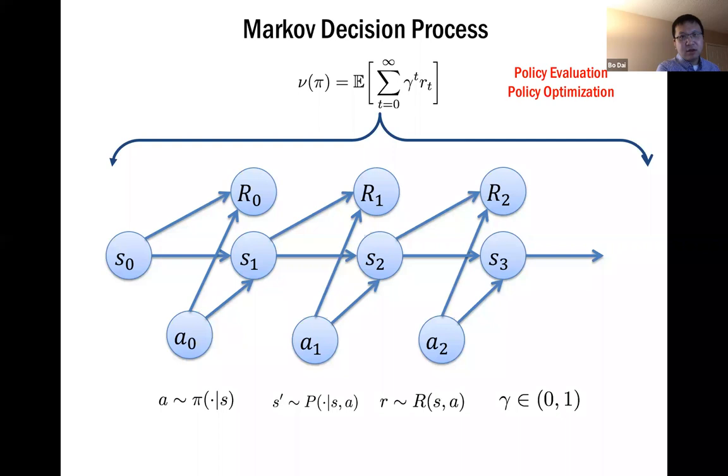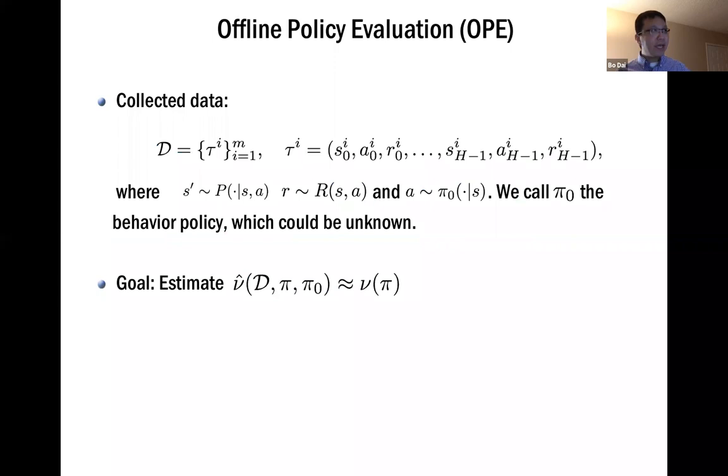So that means when we want to get this value, it reduces to one fundamental problem in reinforcement learning called policy evaluation. And after we get the policy value, there is another fundamental problem in reinforcement learning, which is to select the policy which gives you the maximum of this value, which is called policy optimization. So these are two fundamental problems in reinforcement learning. And today, because of time limit, we will just focus on the offline policy evaluation problem.